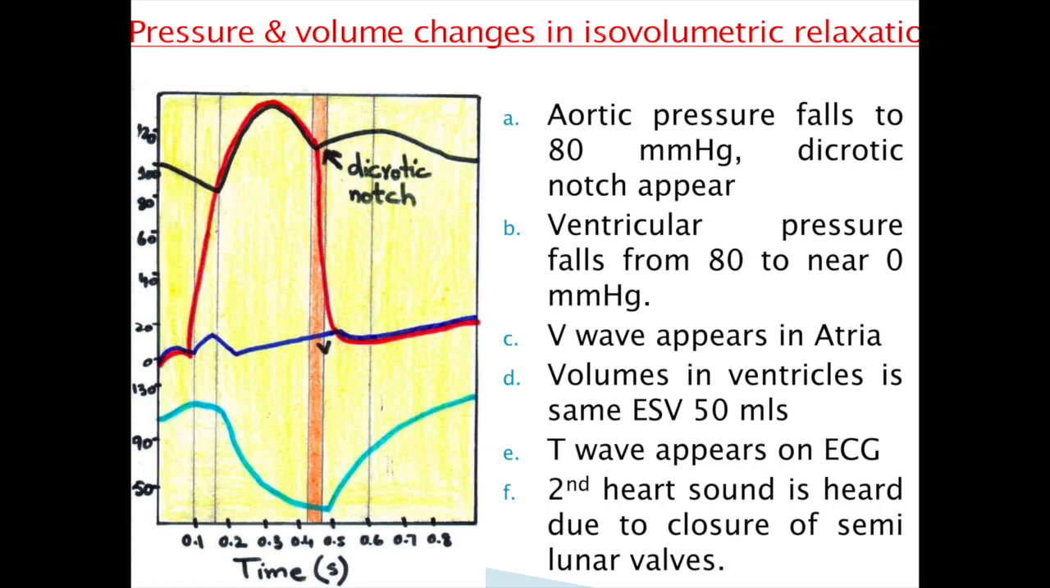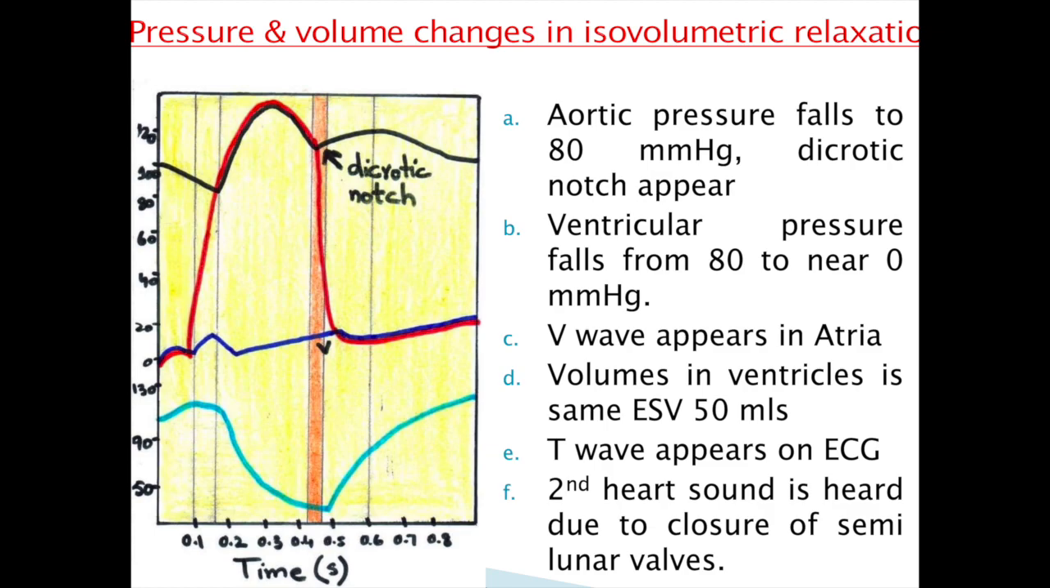First about the aortic curve. In the aortic curve, the pressure is 80 millimeter of mercury, and there's a dicrotic notch that appears at this level. And ventricular pressure, the second curve, is red. Ventricular pressure falls from 80 to near 0. In this, the ventricle is dilating and relaxing. The pressure falls towards 0 till the valve opens. Volume in the ventricle is End-Systolic Volume.